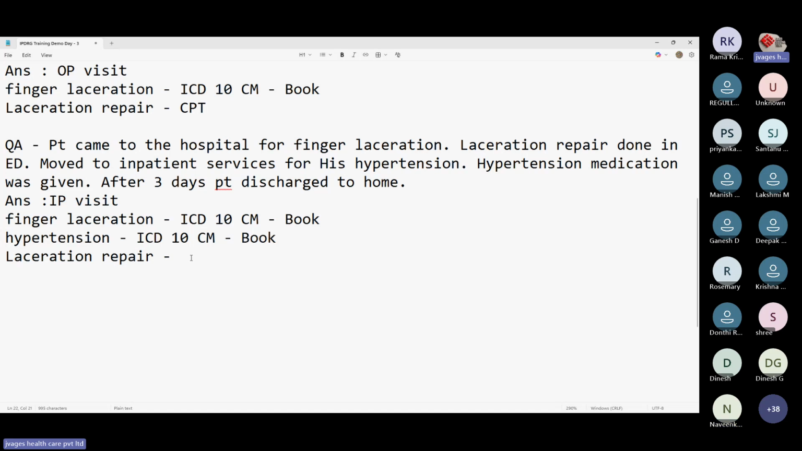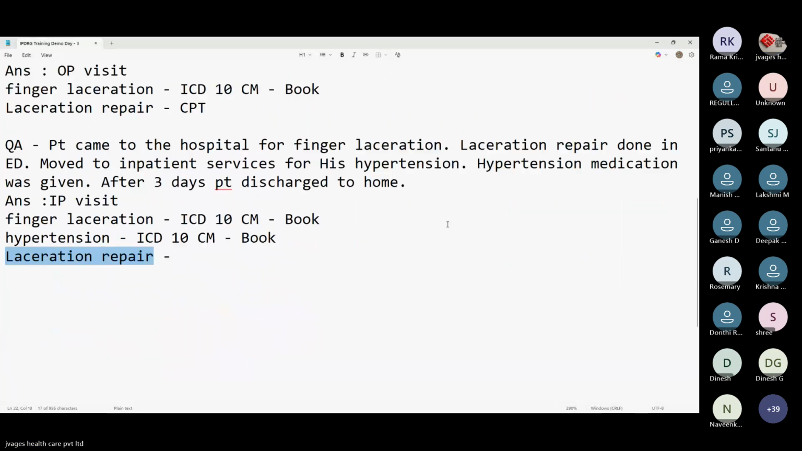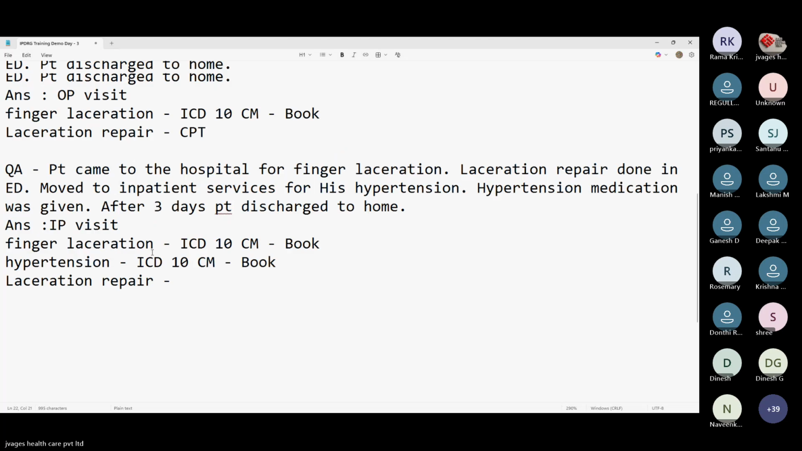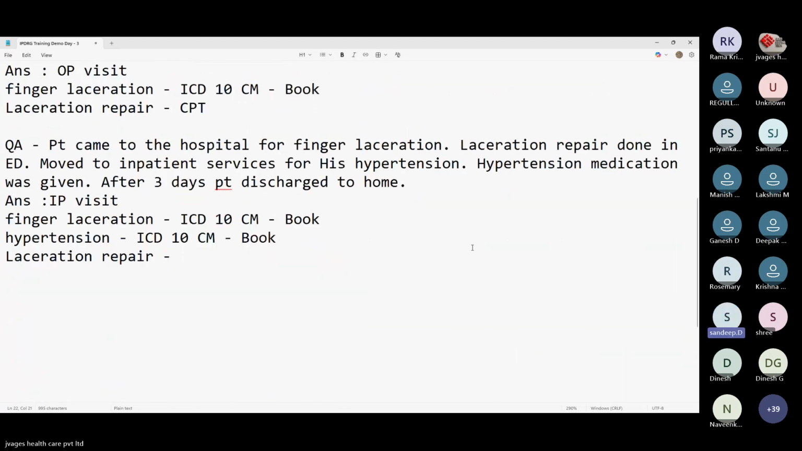ICD. Now let me know what procedure code set I need to use for laceration repair. CPT or PCS? CPT. Why CPT? It is done in the ED setting. Yes, it is an inpatient visit, but the laceration repair was performed in the outpatient ED visit. So what should I do? PCS. Will we build the PCS? PCS code only.